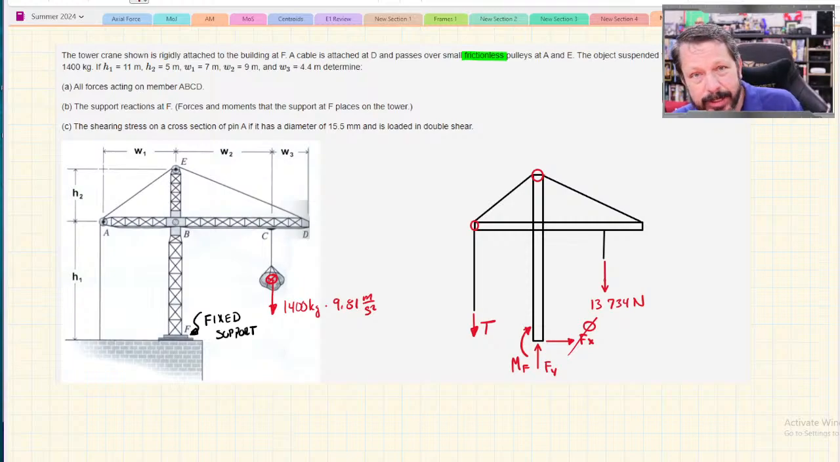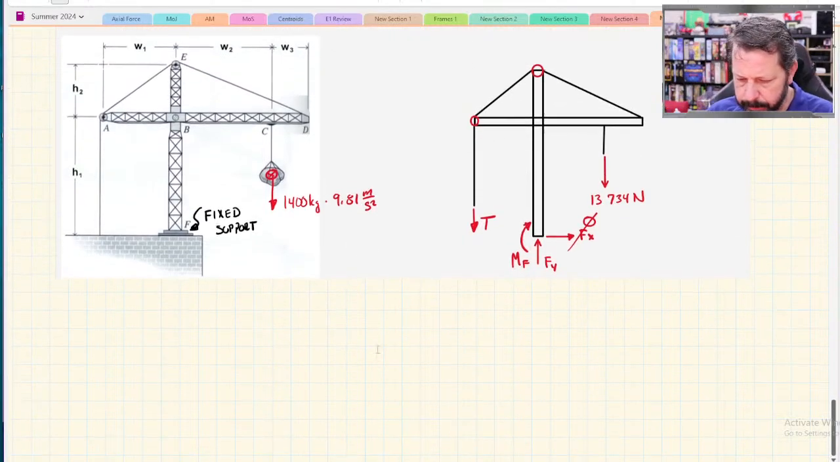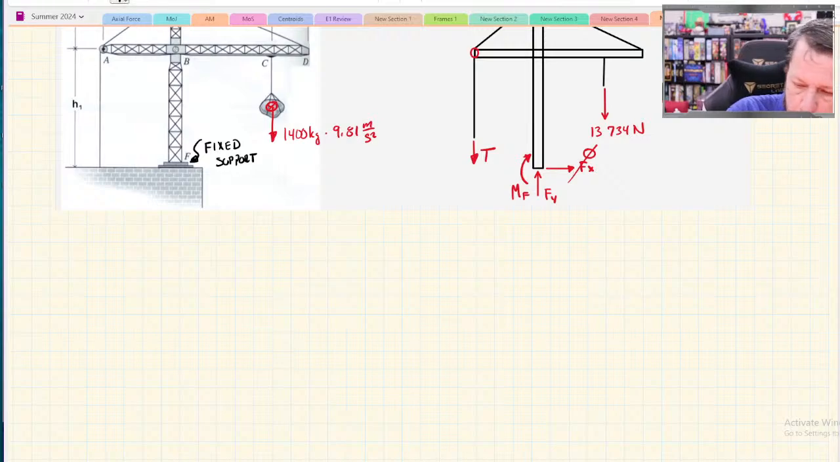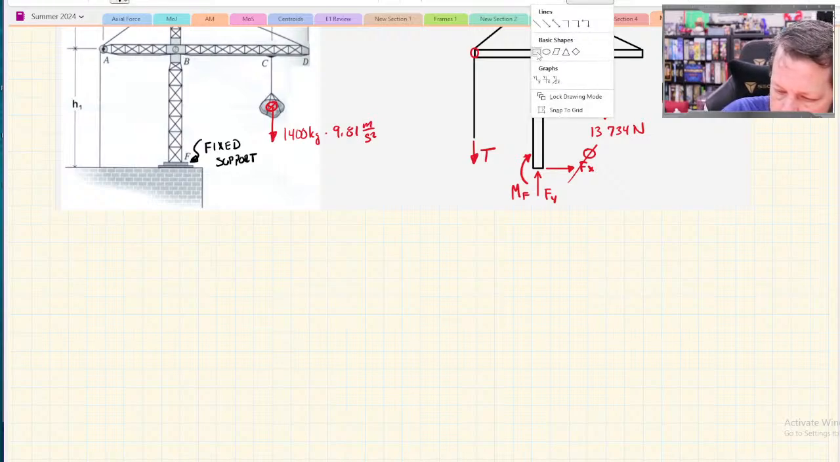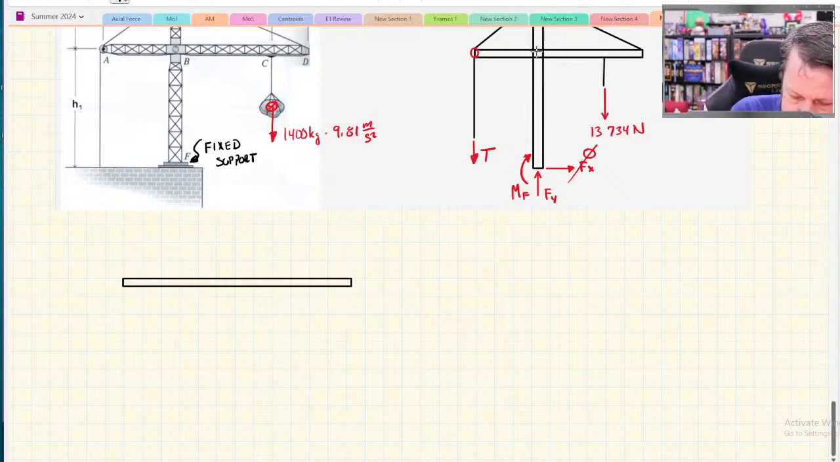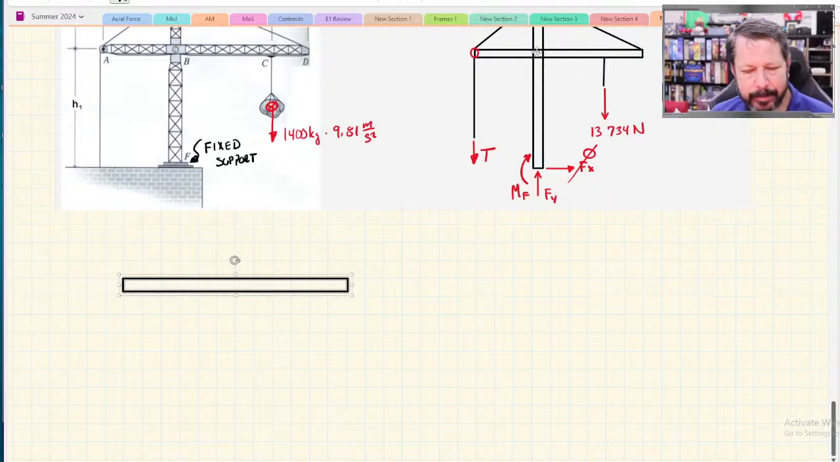So that means when you get stuck like that, you have more unknown external things than you have equations to solve them, you have to draw some other free body diagrams. Since it is specifically asking about the forces acting on member ABCD, I'm going to draw ABCD. So let's go down here. That'll be my free body diagram for ABCD.